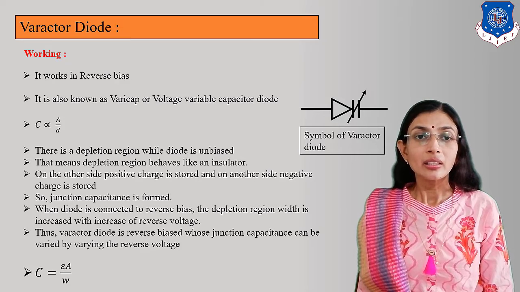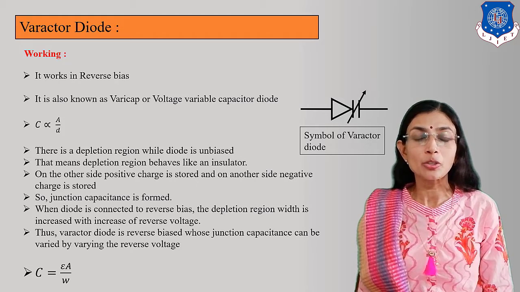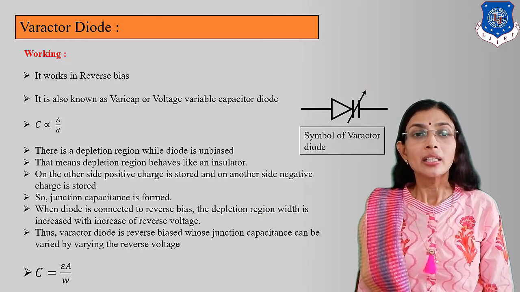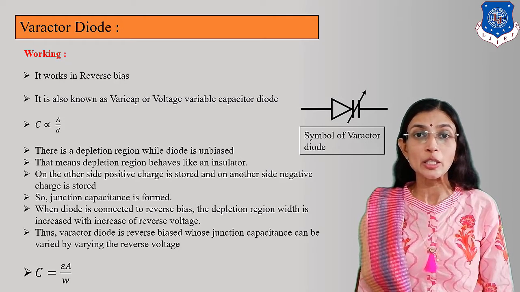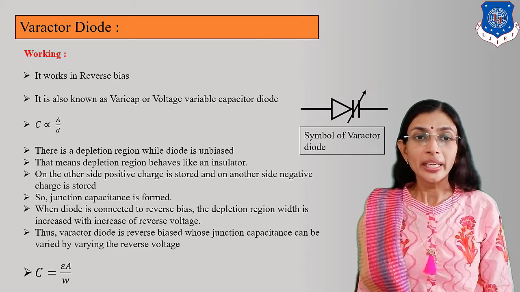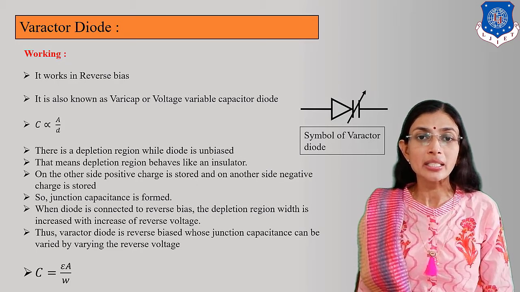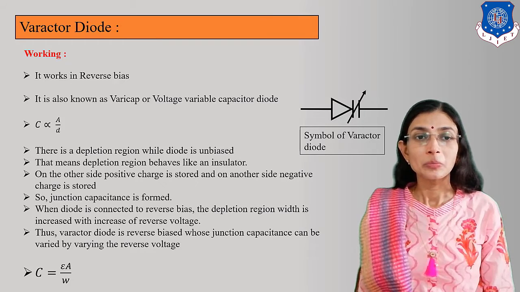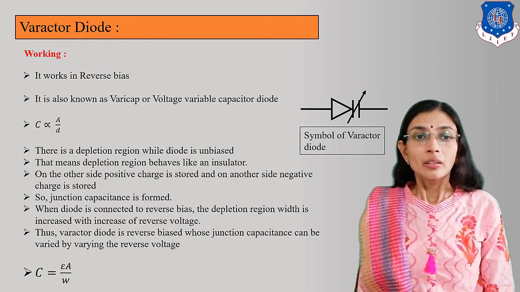But when reverse bias is applied to the varactor diode, according to the symbol, it will act as a voltage variable capacitance, and whenever reverse bias is applied, the junction capacitance is formed. How? Let me explain. When the diode is connected in reverse bias, the depletion region width will be increased, and the varactor diode is reverse biased.